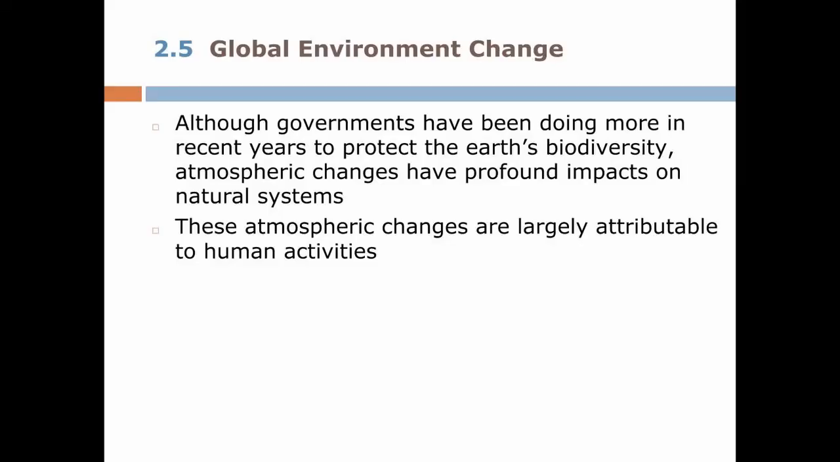Although governments have been doing more in recent years to protect the Earth's biodiversity, atmospheric changes, i.e. climate change, have profound impacts on natural systems. These atmospheric changes are largely attributed to human activity. I know climate change is seen as a contentious issue on social media. In this class, we're going to stick to actual reality, where it is an issue and it is affecting literally everything on the earth.